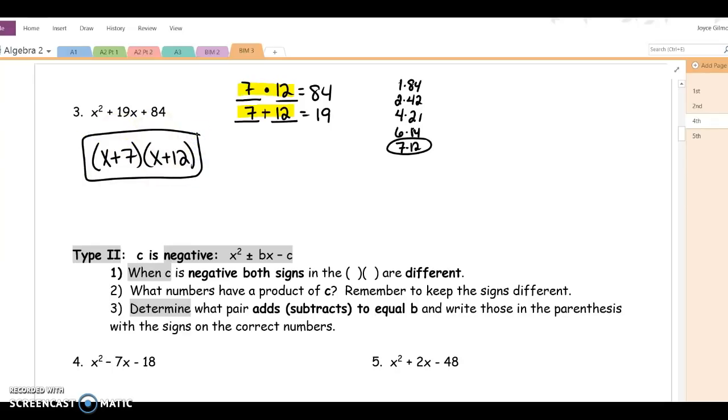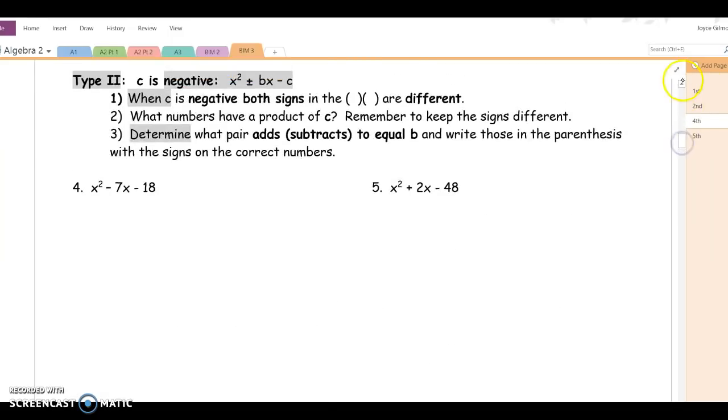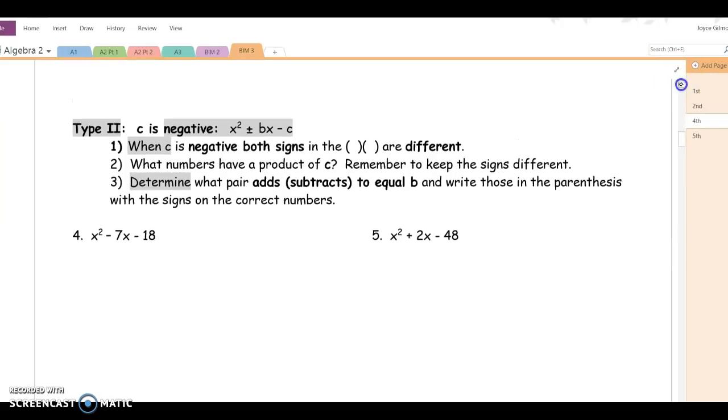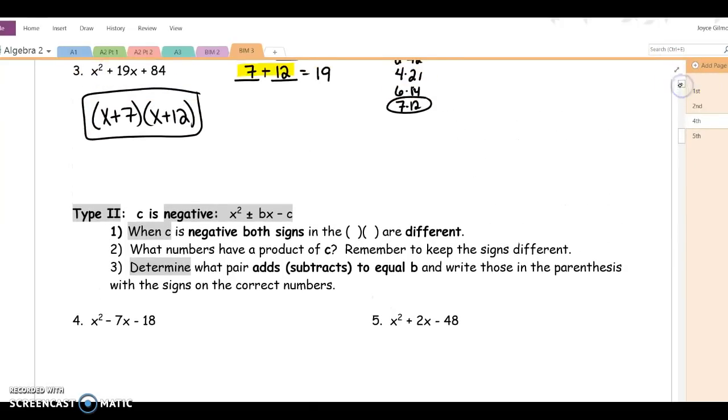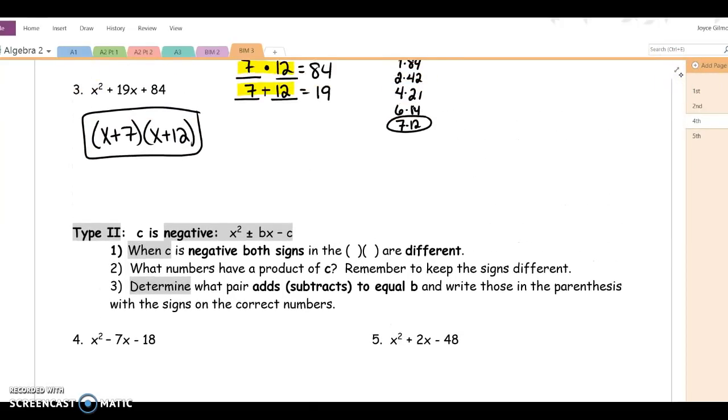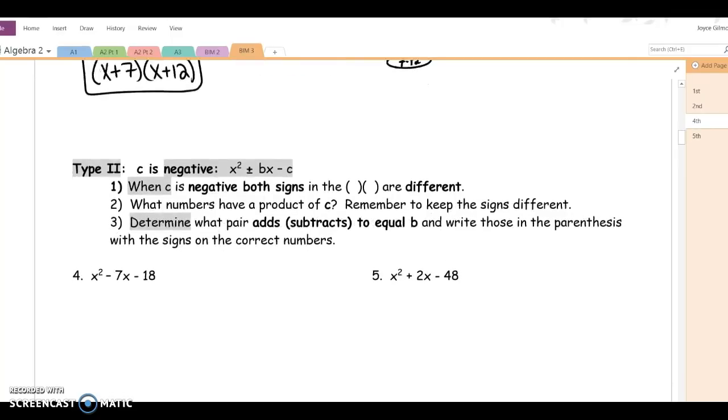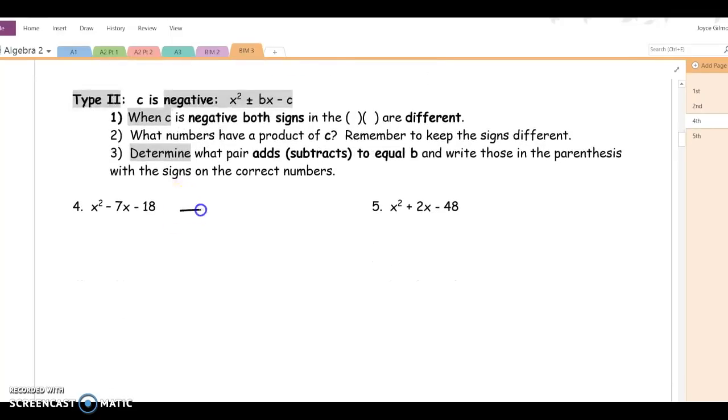Okay, in example 4, now we're going to deal with what if our c value is negative. If our c value is negative, that means that the two signs in the binomials need to be different. But we're going to treat this the same way. So we need two numbers that multiply to give us negative 18 and add up to negative 7.